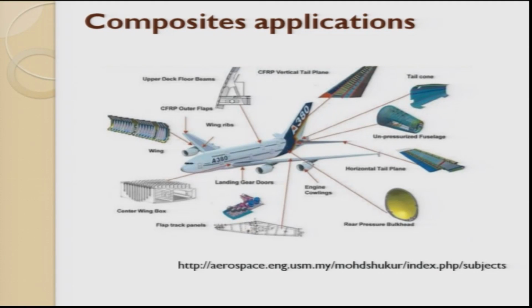Vertical tail planes are there. Tail cones are made out of it. Rear pressure bulkhead is made out of composites. Engine cowling is made out of composites. Wings are made out of composites, and center wing box is made out of composites.